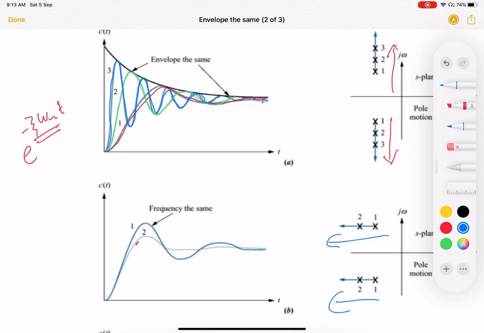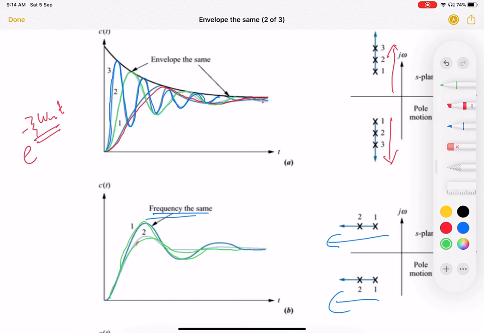If you do it the other way around, that you move your poles to the left of the imaginary axis without changing their imaginary part, then the frequency is going to remain the same, but the envelope would change, right? The frequency of oscillation would remain the same. So your frequency of oscillation in both these two cases, as you see here, is the same. So they have the same time period, but the envelope is going to be different.